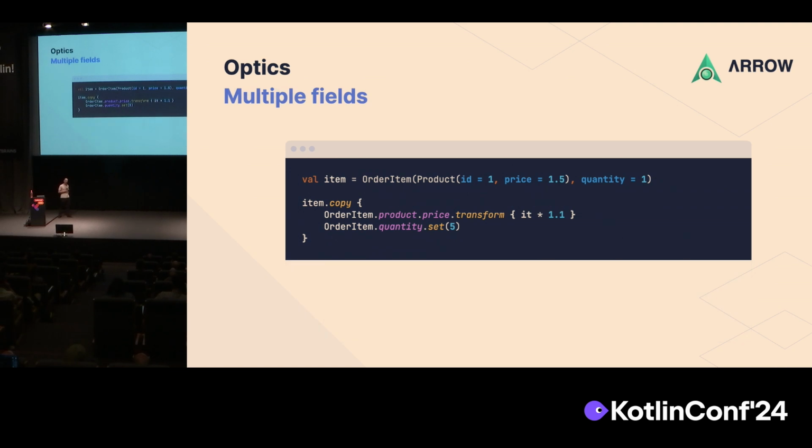But sometimes we need to modify many values at once. So recently we've introduced the copy DSL. And the copy DSL allows you to update a value directly, and it allows you to apply optics paths inside of the copy block. Right, so this makes it even more elegant.